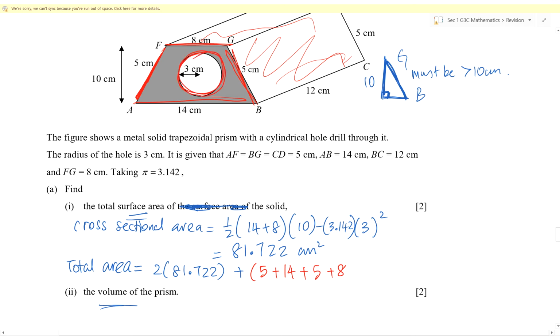Therefore, I still need to add this perimeter. It has a special name, it is called a circumference. So add 2 pi r. Okay, now I have the perimeter of the cross-sectional area. But I need to multiply this by the perpendicular height, which is 12 over here. Okay, work this out.